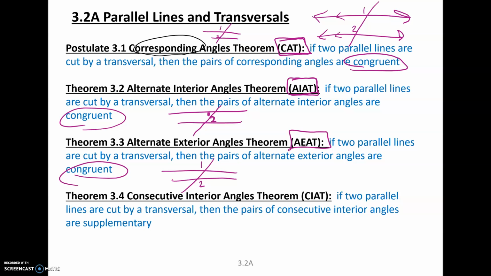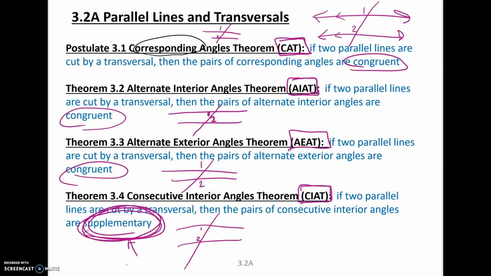Okay, and my last one, consecutive interior angles. So CIAT, consecutive interior angles, says if 2 lines are cut by a transversal, then my consecutive interior angles, so same side, are supplementary. This is the only one that is different. Notice everything else has been congruent, congruent, congruent. This one is supplementary, so these add up to 180. Okay, everything else is equal. Consecutive interior angles add up to 180. That's your different one.